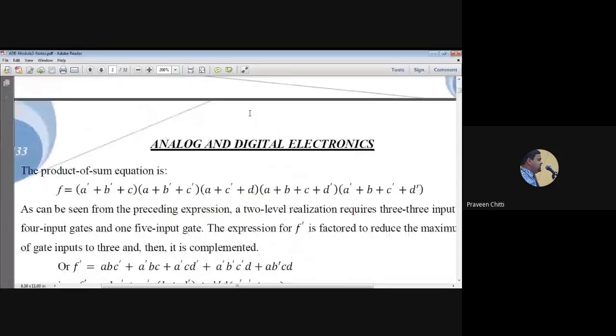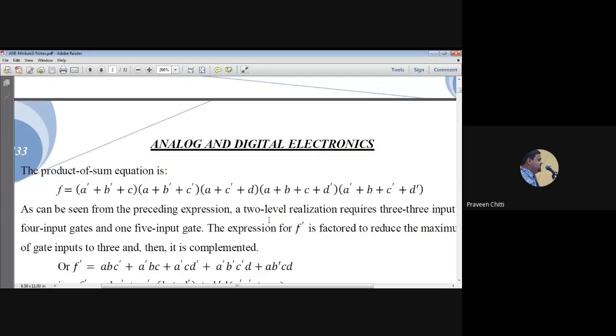But if you want to implement this equation as it is, you can see this can be implemented using 3, 3, 3. Here 4 input required. Here 4 input required. And then since there are 5 terms, you need one 5 input gate. If you implement this as it is in 2-level realization, you will get 3 input gates, 4 input gates, and one 5 input gate. Right? That's why you need to factorize it again.